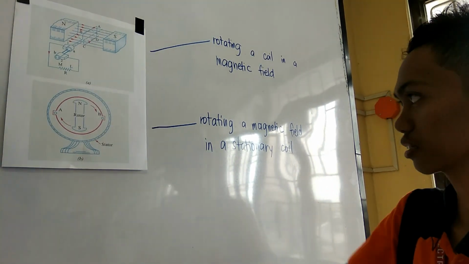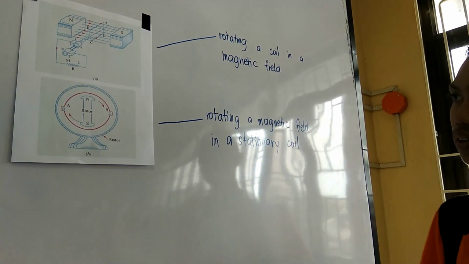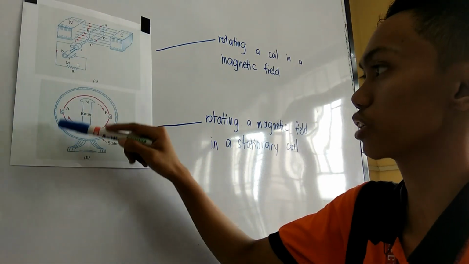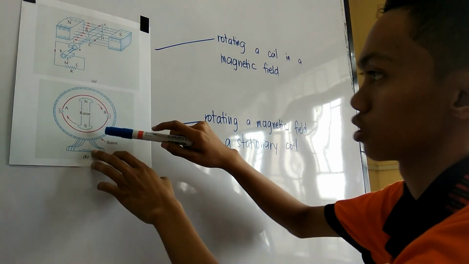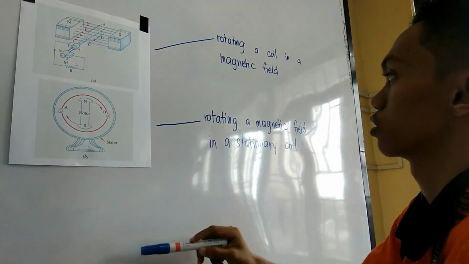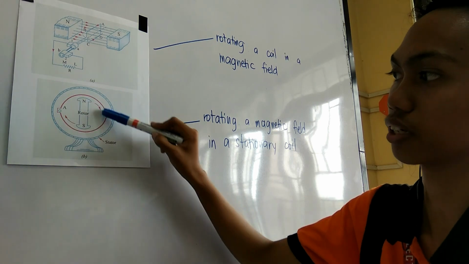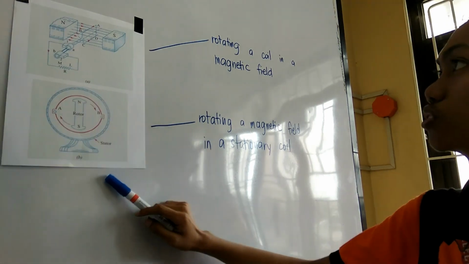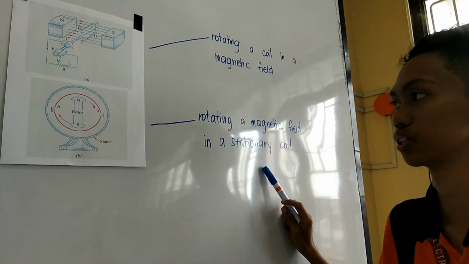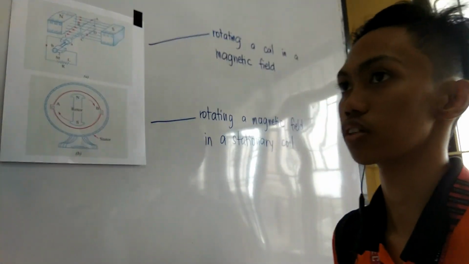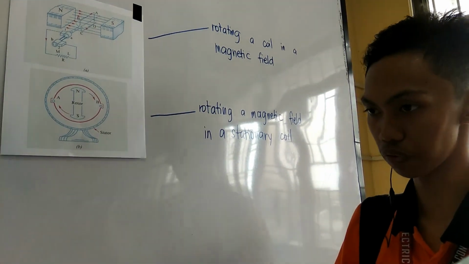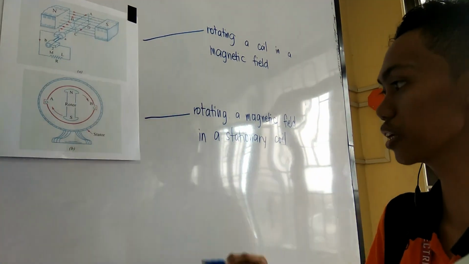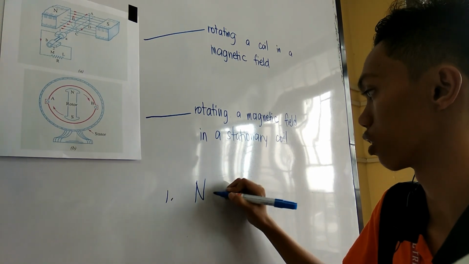Next is rotating a magnetic field in a stationary coil. This is an example. You have here the stator. The stator is the stationary coil in this picture. Once the rotor starts to move, this is regarded as the rotating magnetic field, and then EMF is generated in this mechanism. So those are the 2 ways to generate EMF. Also, there are a number of factors that affect how much voltage is generated. First is the number of turns in the coil.